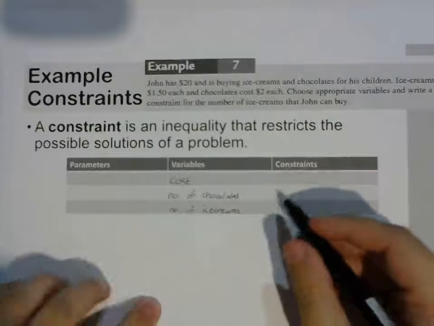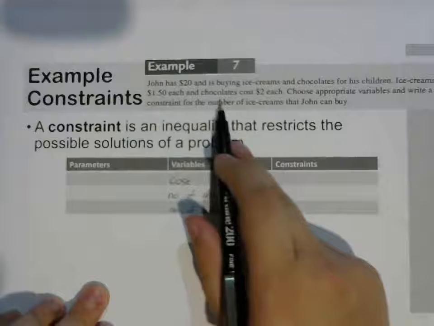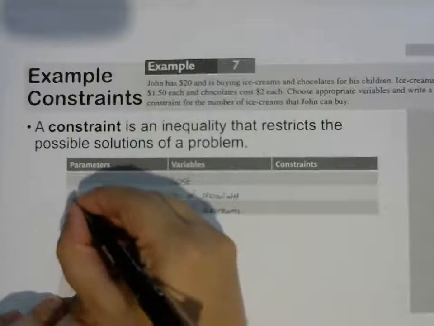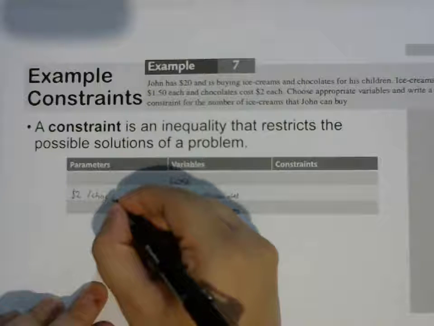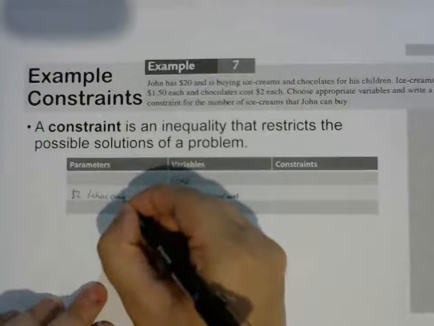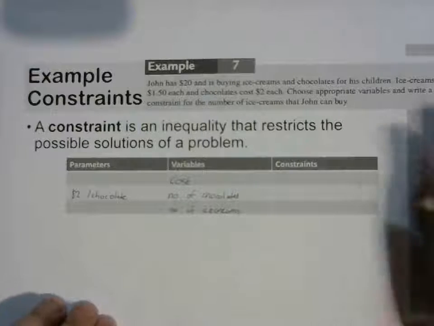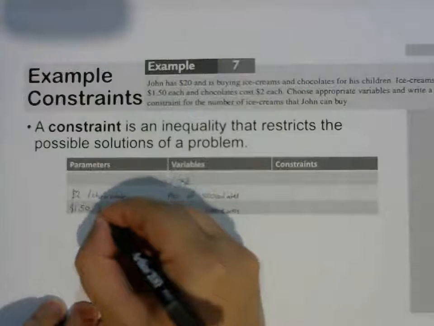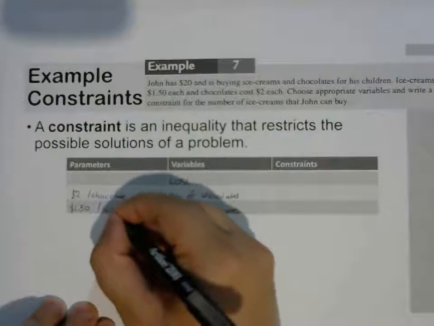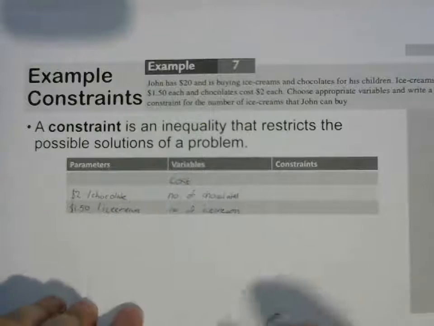Now we've got some parameters. We know that it costs $2 per chocolate. So I'm going to have a parameter of $2 associated with the variable of number of chocolates. And each ice cream costs $8.50, which is associated with the variable number of ice creams.